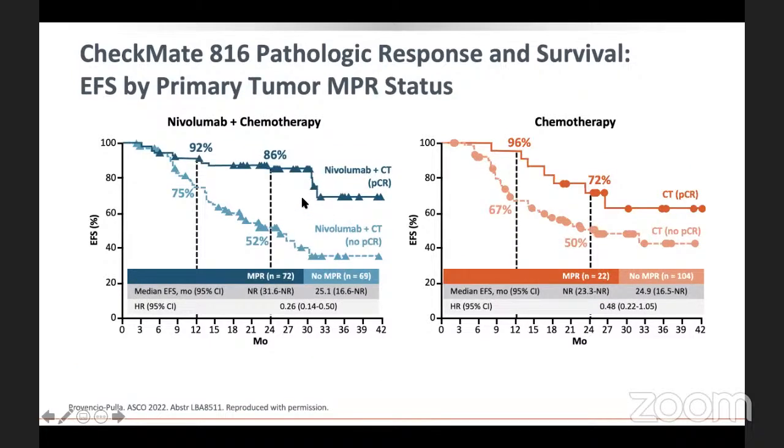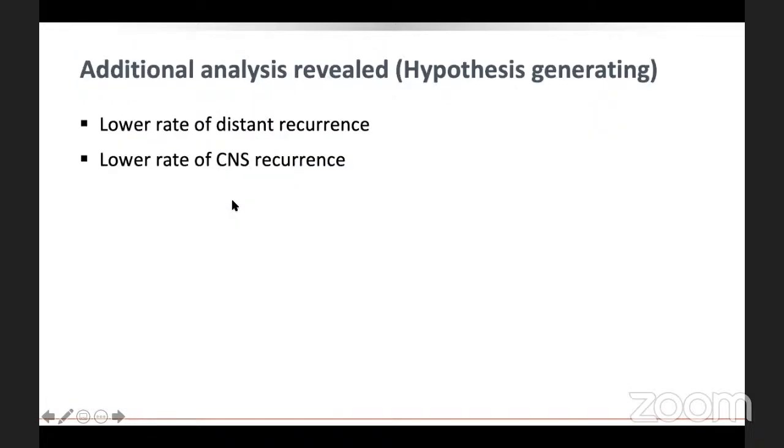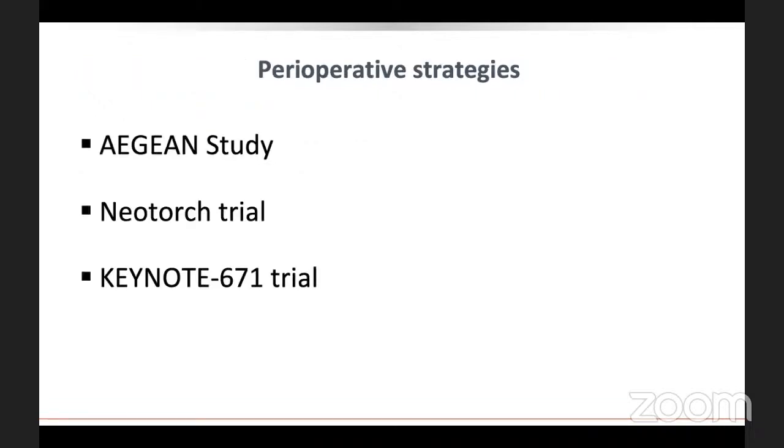And similarly, this was also seen with major pathological response, in that those patients who had a major pathological response versus those who did not have a major pathological response had a significant difference in the survival, and this was statistically significant. So additional analysis also showed that there was an effect of using nivolumab in the neoadjuvant setting. It showed a lower rate of distant recurrence as well as a lower rate of central nervous system recurrences.